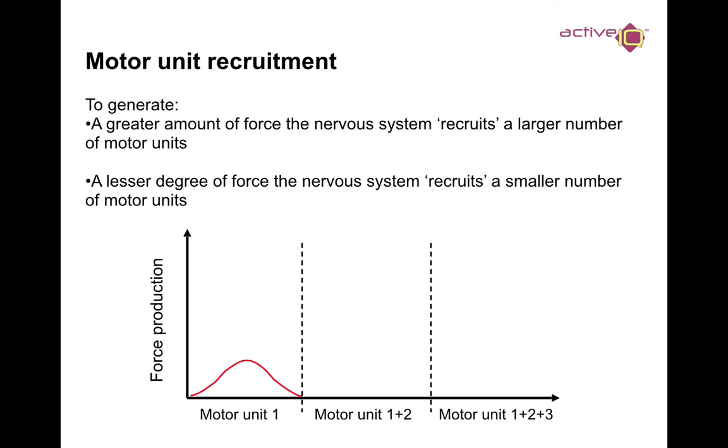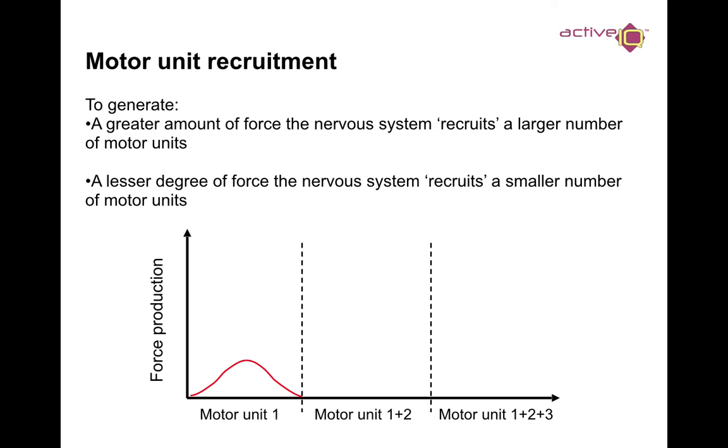Okay, as it says there, to generate a great amount of force, the nervous system recruits a large number of motor units. And then obviously for a lesser degree of force, the nervous system recruits a smaller number of motor units. So basically, your body and your brain has to decide how many of these motor units to activate. Okay, if it's a subtle movement, you're looking at maybe one or two.